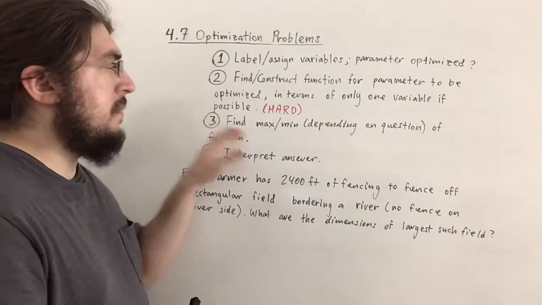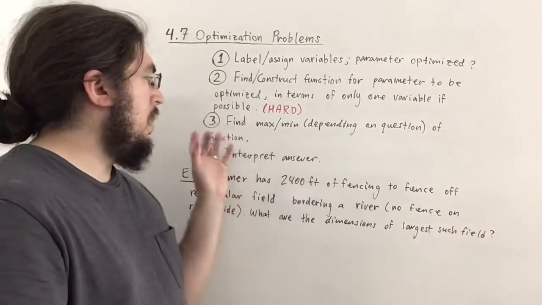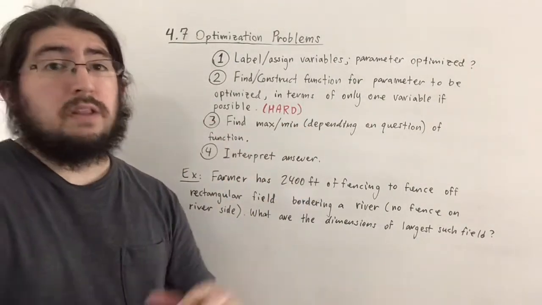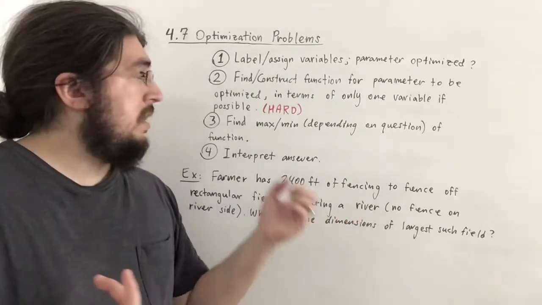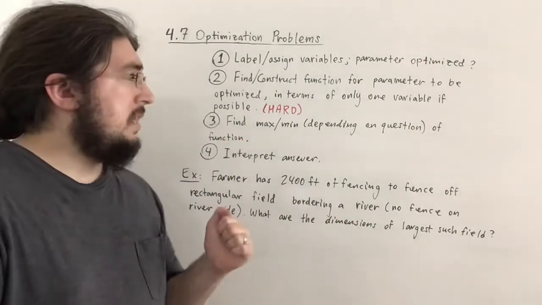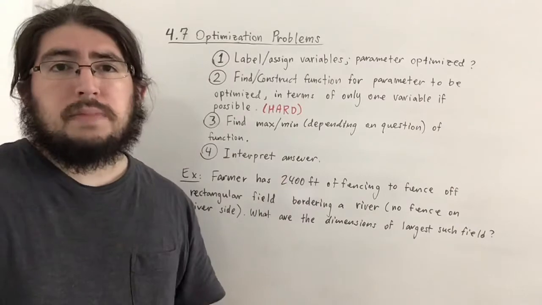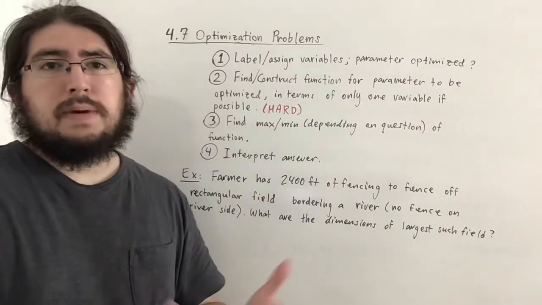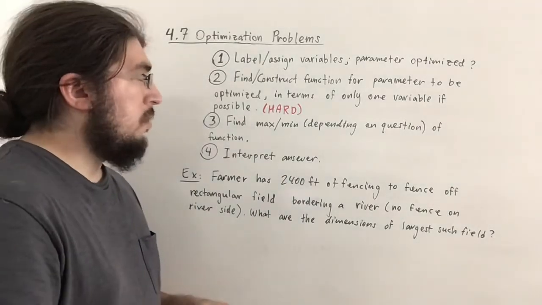The third step is to find the max or min, depending on the question, of the function. If it asks you to find the largest something, find the maximum. And if it's asking you to find the lowest or the smallest, like minimize cost or something like that, then you want to find the minimum of the function.